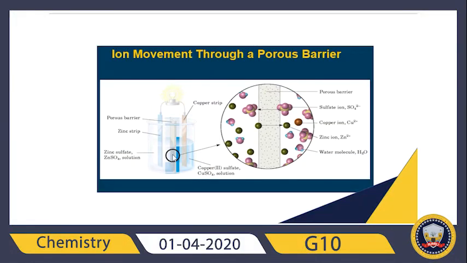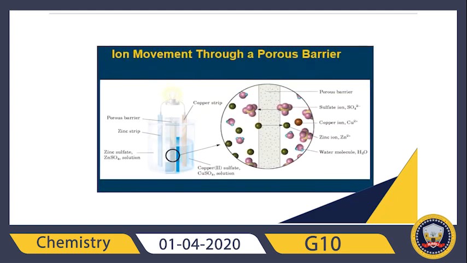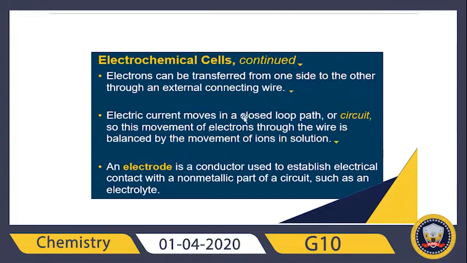So guys, here we can see that the zinc ion is moving from the left side to the right side, and sulfate ions are moving in the opposite direction. Okay, so guys, again, as we said, electrons can be transferred from one side to the other through an external connecting wire, as we can see here. Electric current moves in a closed loop path or circuit, so this movement of electrons through the wire is balanced by what? By the movement of ions in solution.